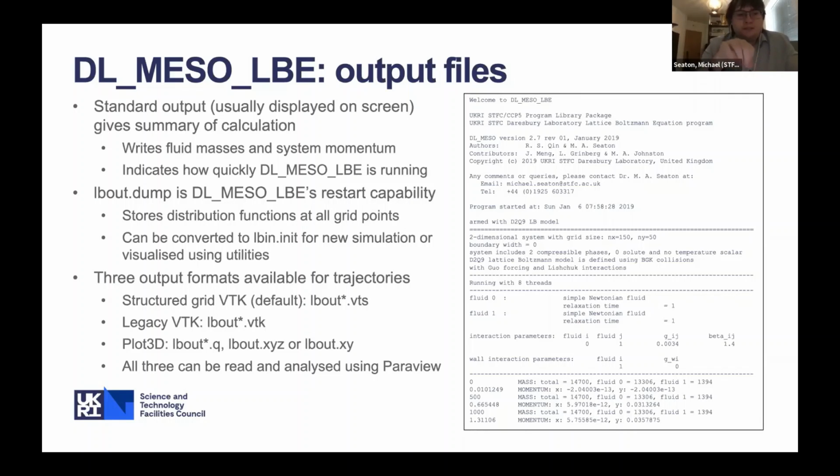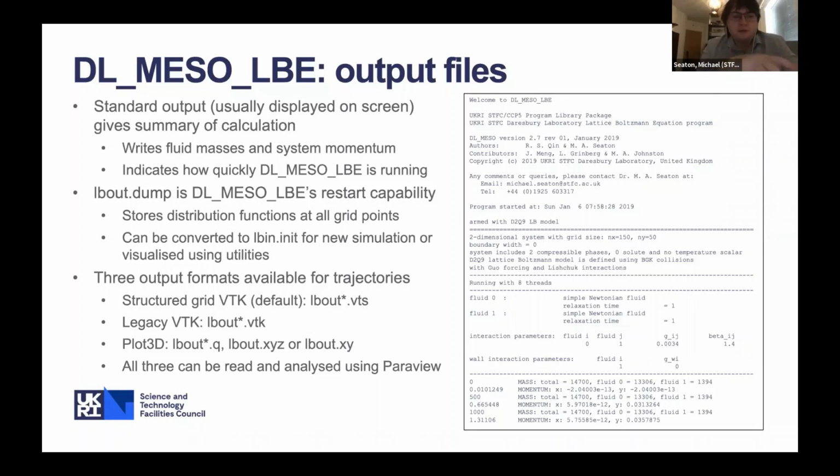Now, the lbout.dump file is the restart capability, and that stores the distribution functions at all the different grid points. And that's one big binary file. But you can convert it into the file for the initial configuration for a new simulation, or you can even visualize it, take a look at the state of the simulation in that file using a utility.